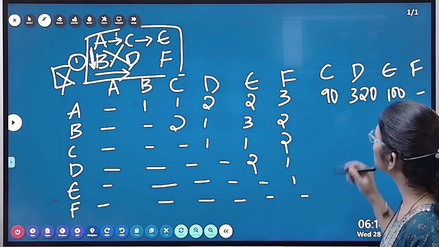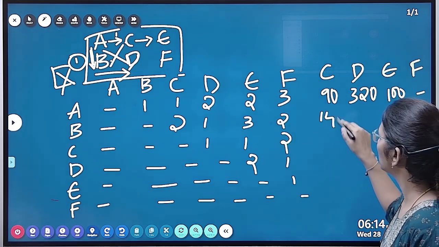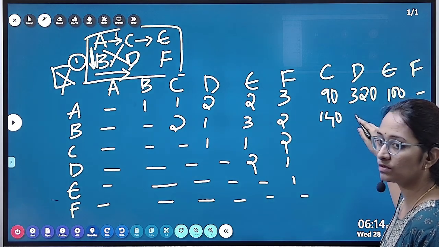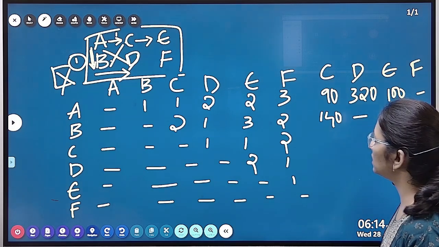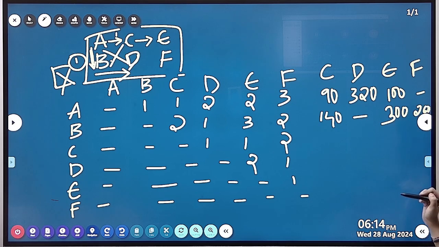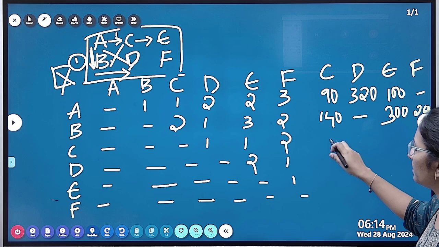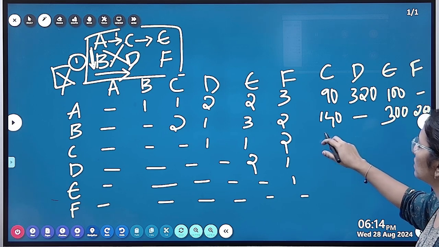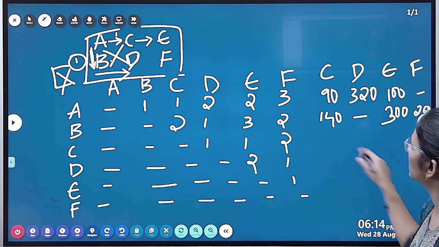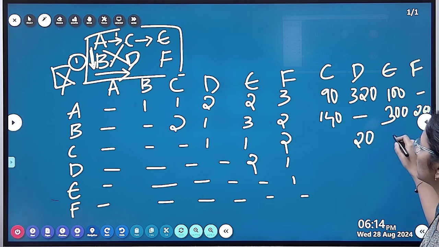Next C का वैल्यू in the row B1 कितना है? 70 into 2, 140. Next D का वैल्यू 0. Next E 100 मतलब 300, right? Next 260. 130, right? Next here third column, C का नहीं है. Next D20. Okay, next 0.